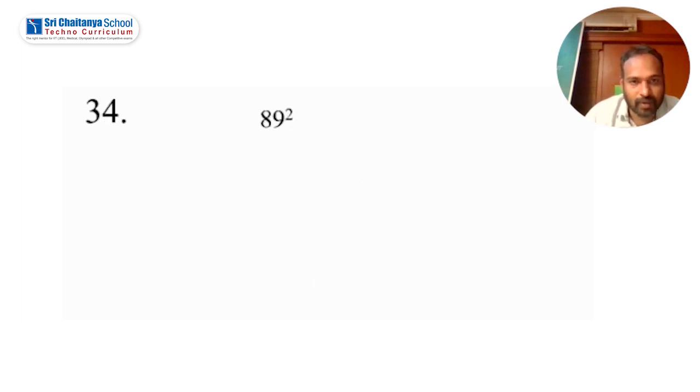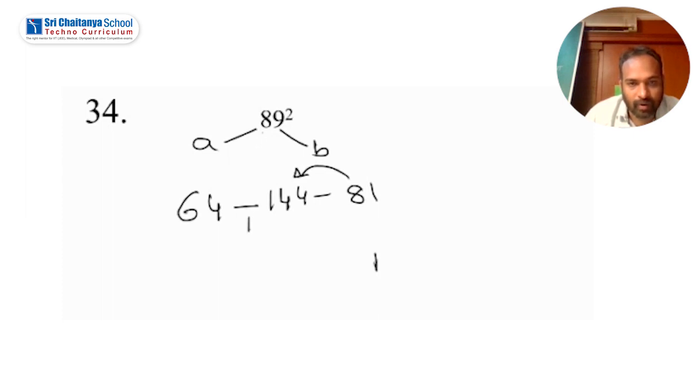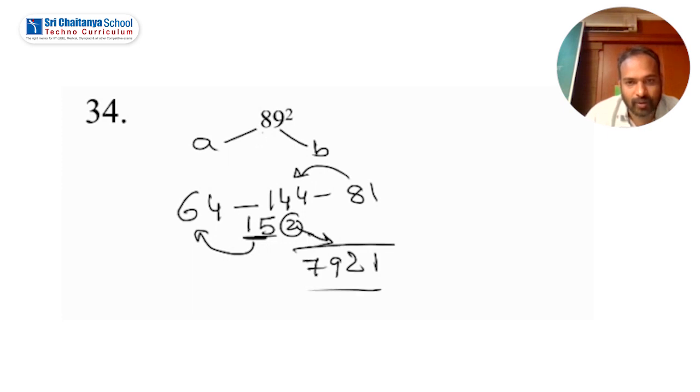89 square. What's the value of A here? 8. What's the value of B here? 9. A square, 64. 2AB, 2 into 8, 16. 16 into 9, 144. 9 square is how much? 81. So drop 1, carry forward 8 here. 144 plus 8, which is 152. Drop 2 in the answer and carry forward these two digits here. 64 plus 15, which is 79. 7921.